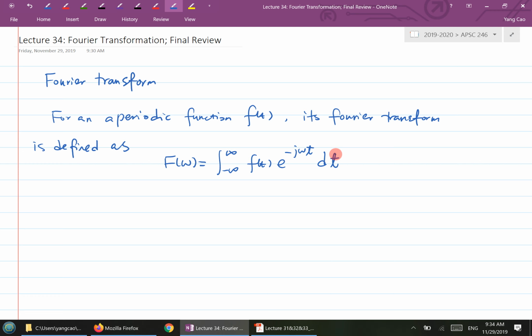Okay, so let's continue on the last topic, Fourier transform. We'll finish that shortly, and then I'll do a quick review.